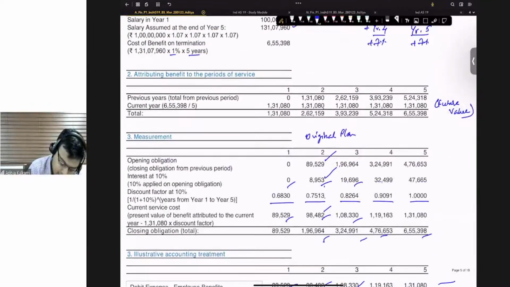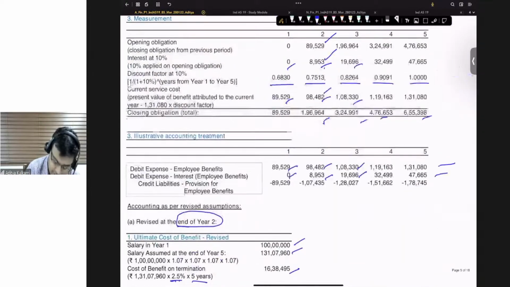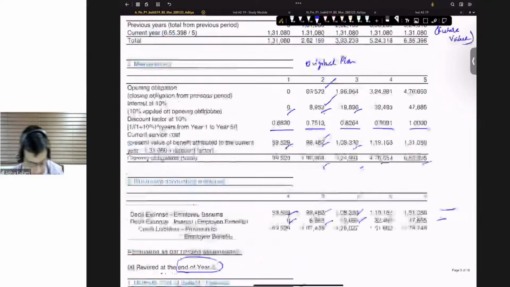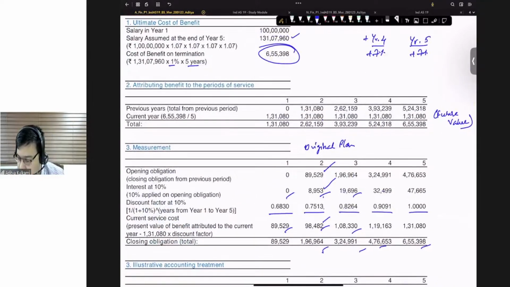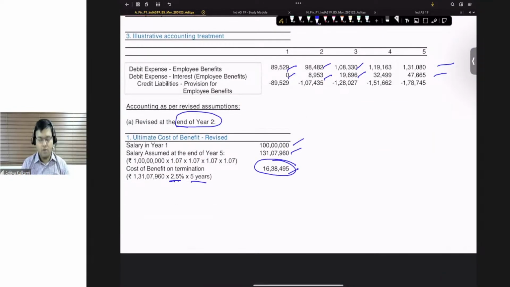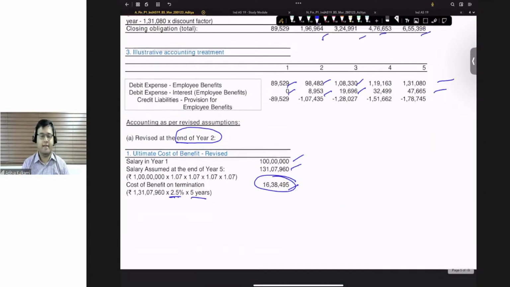How much was it earlier? It was 6,55,000. Now it has become how much? 16,38,000. Basically, if you see, it is nothing but 655,398, 2.5 times of this. Okay, it is nothing but 2.5 times of this. So this is the change that has happened.